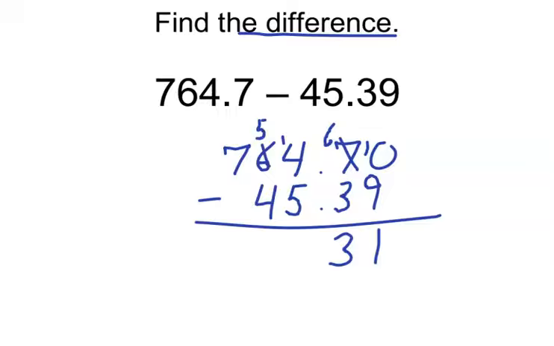All right, so we have 14 minus 5, which is 9. 5 minus 4, which is 1, and 7. Bring down the decimal. The answer is 719.31, or 719 and 31 hundredths, because there's 2 places to the right of the decimal here. Okay, that's the difference between those 2 numbers.